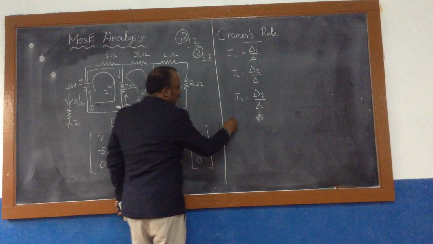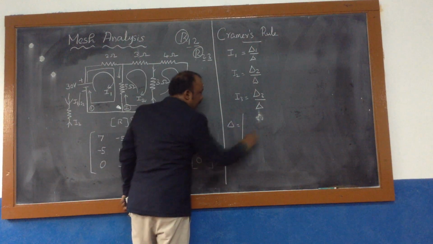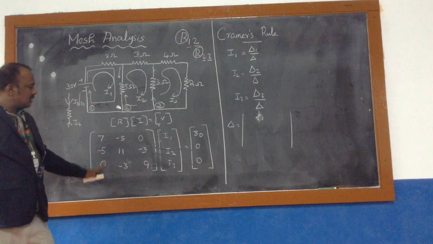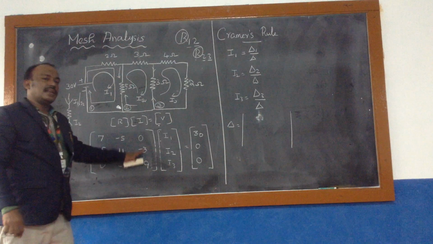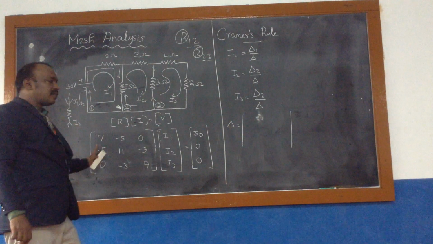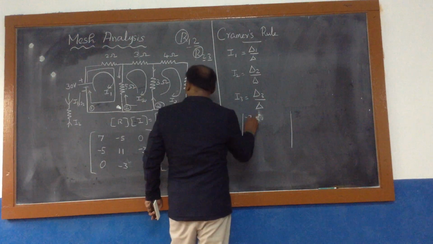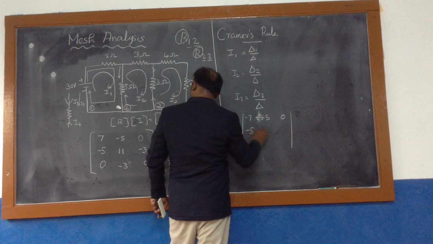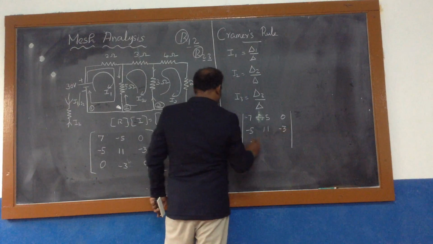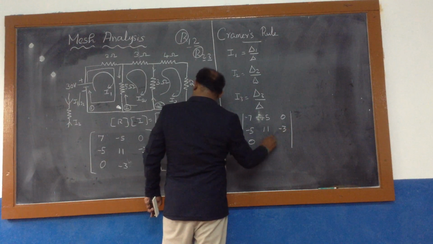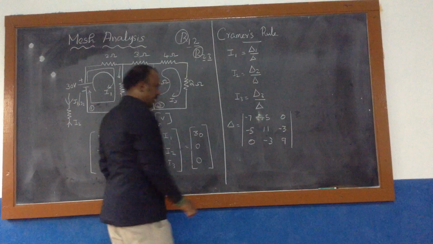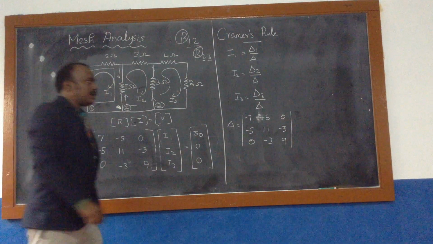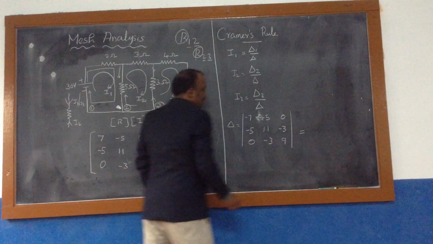Tell me what is del? Del is nothing but the determinant of your resistance matrix. What is the determinant of the resistance matrix? We have the values of the resistance matrix, so just take the determinant of this one, that is 7, minus 5, 0, minus 5, 11, minus 3, 0, minus 3, 9. This is the del value. Need to calculate.